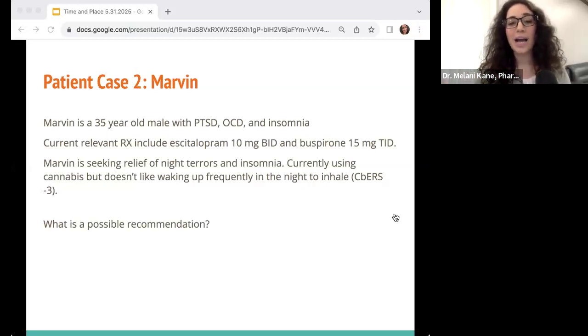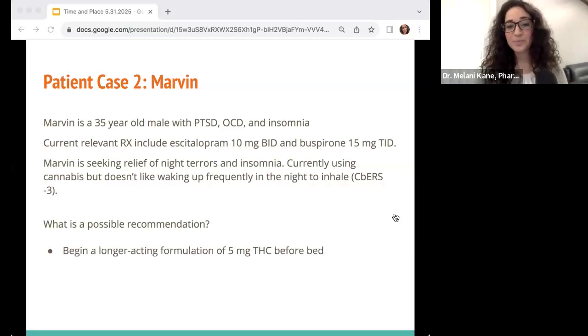But no matter what you do, no matter what we change, I can't make that vaporizer or that inhalation last longer. It's going to get out of the body as quick as it will. So we have to change the formulation. So this would mean switching to a longer acting formulation. And I'll just kind of hypothetically go down this a little further. So let's say we put him on 5 milligrams before bed and we tell him to monitor.